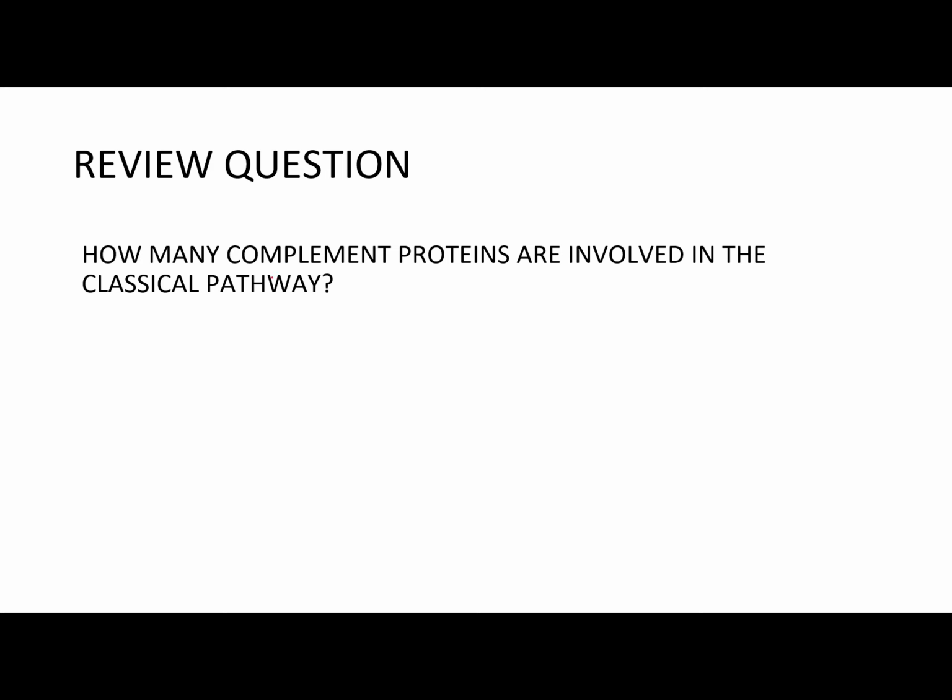So let's continue. Here's a review question. How many complement proteins are involved in the classical pathway? The answer to this is that there are 9 complement proteins, C1 to C9. And your C1 is composed of a C1q, r, s complex. Let's continue.